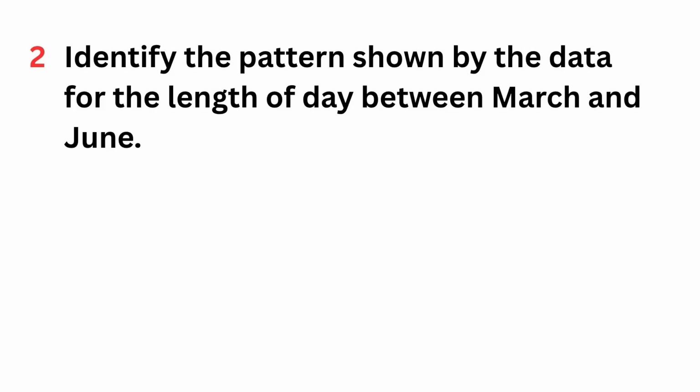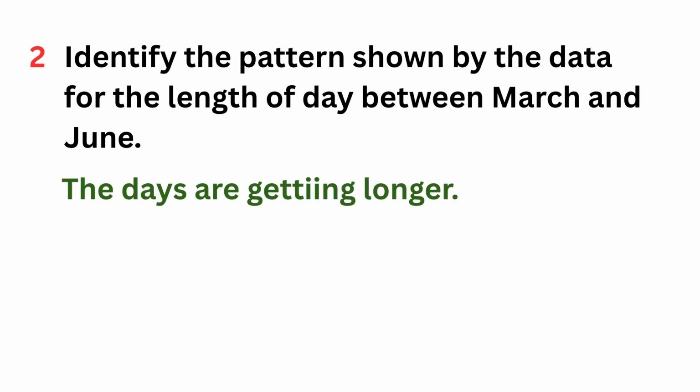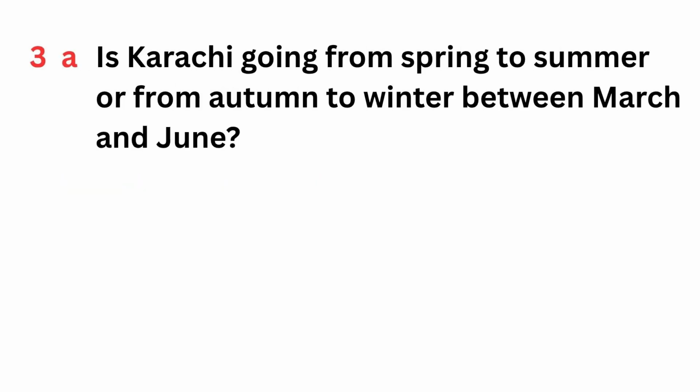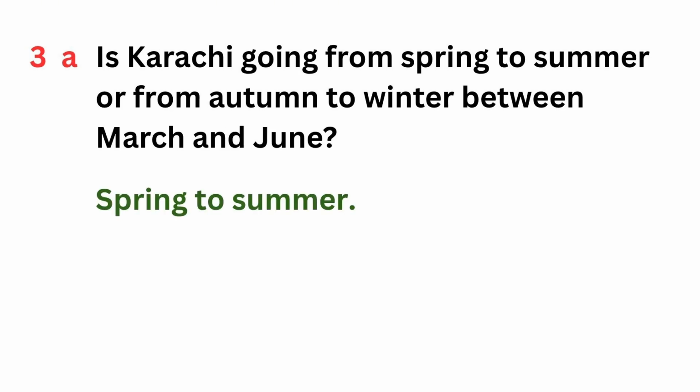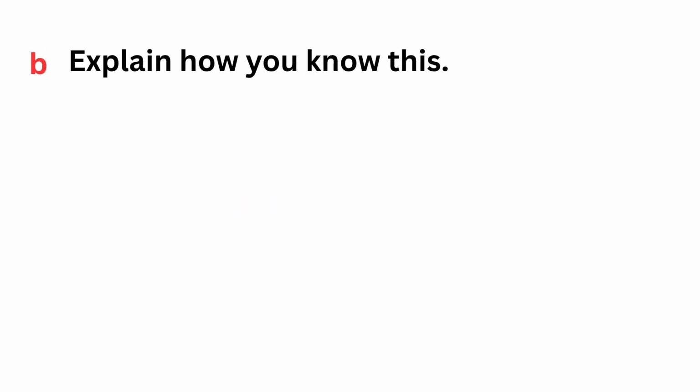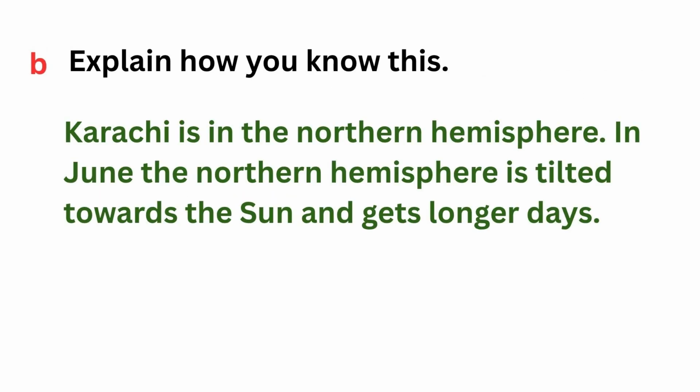Question 2. Identify the pattern shown by the data for the length of day between March and June. The days are getting longer. Question 3a. Is Karachi going from spring to summer or from autumn to winter between March and June? Spring to summer. B. Explain how you know this. Karachi is in the northern hemisphere. In June, the northern hemisphere is tilted towards the sun and gets longer days.